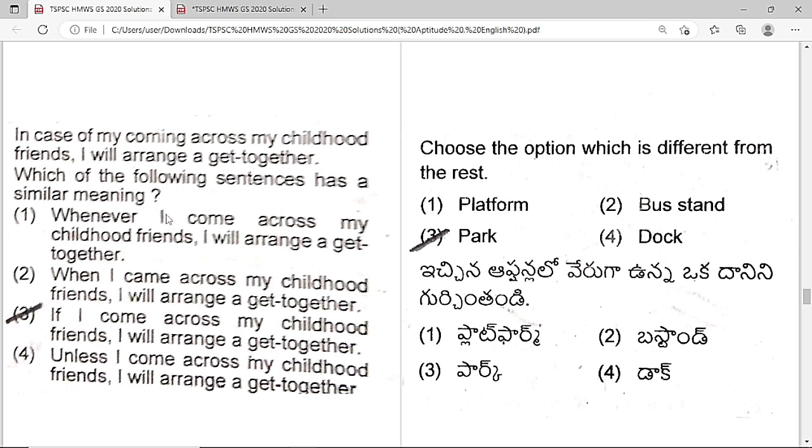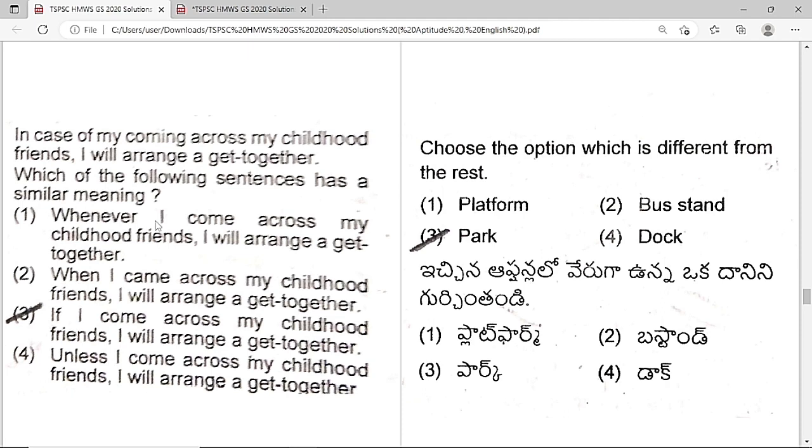So both are going to have the same meaning. In case of my coming across my childhood friends, I will arrange a get together, or if I come across my childhood friends, I will arrange a get together. So these both are going to give you the same meaning.